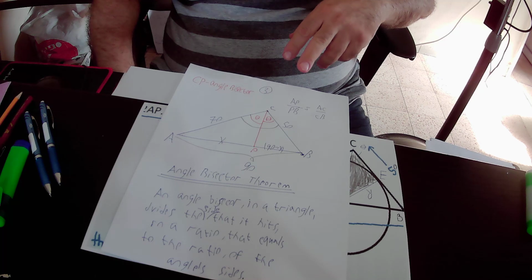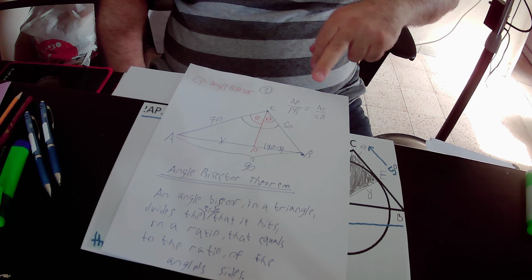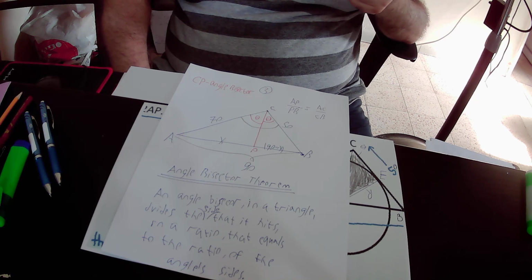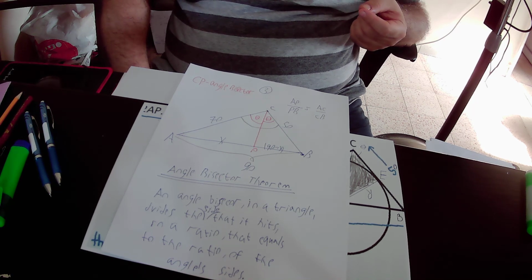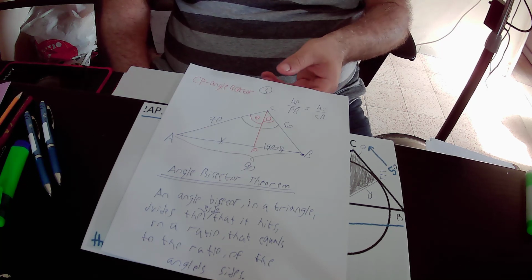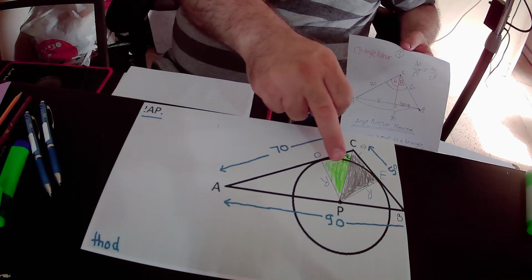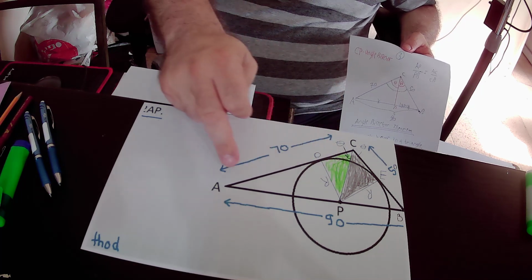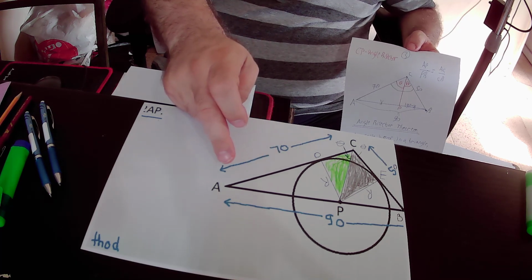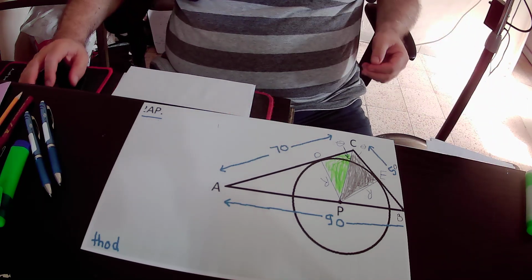So if we call AP x, PB will be 90 minus x, and AC is 70 units, CB is 50 units. So we have one equation with one variable. It is very simple to solve it, and at the end we found out that 2 times AP equals 2 times x equals 105 units. Okay, so the answer to the question, the value of 2 times AP, is 105 units. Okay, thank you very much.